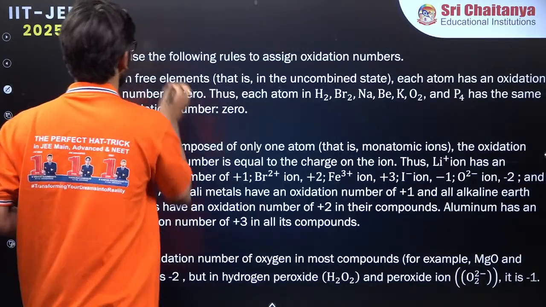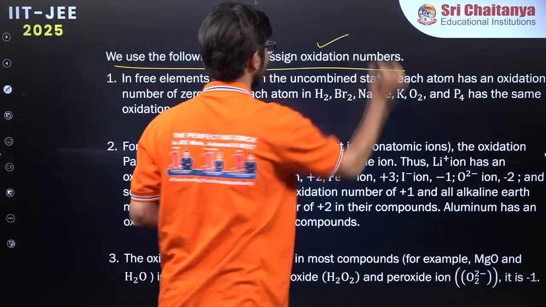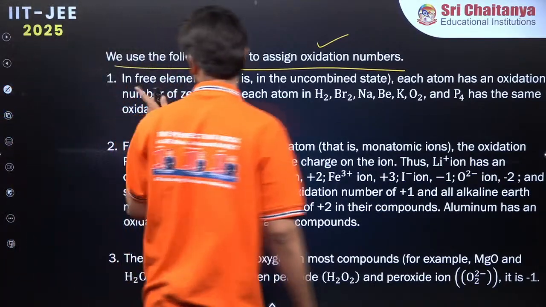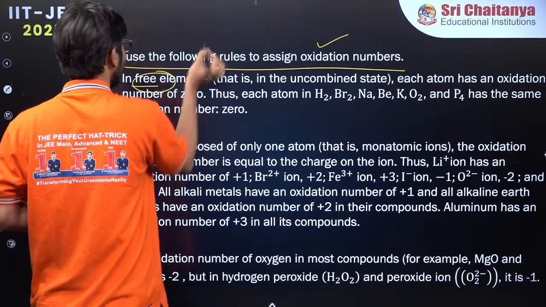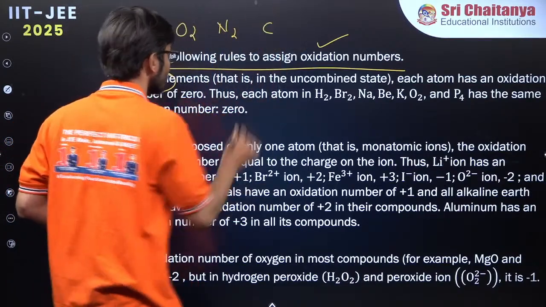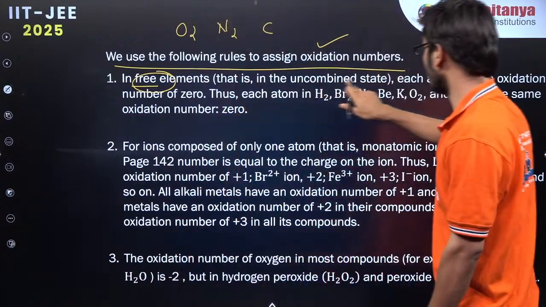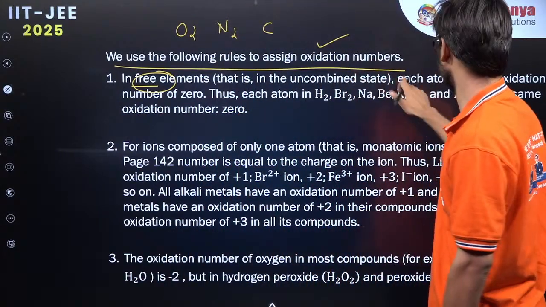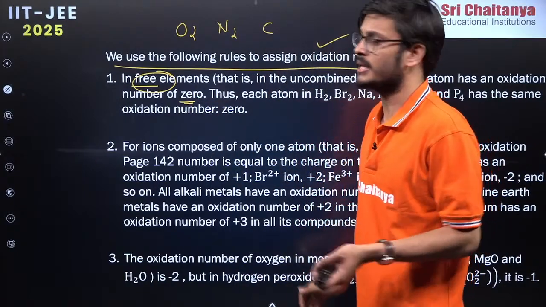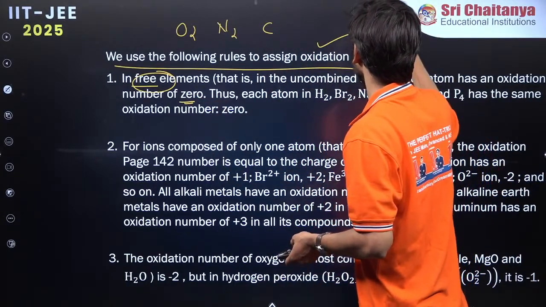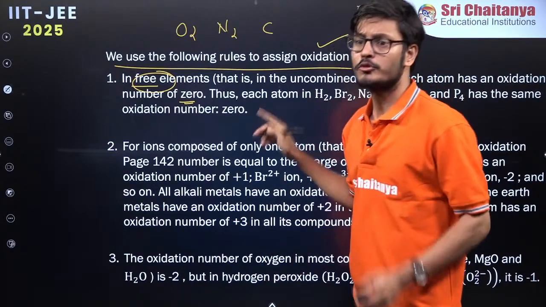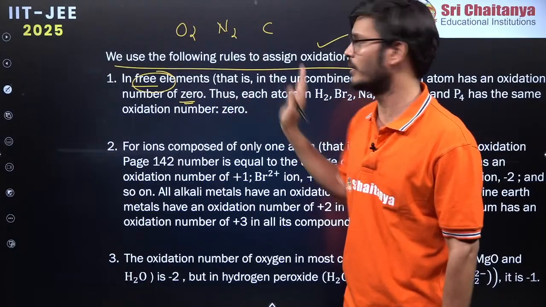Oxidation number rules. We use the following rules to assign oxidation numbers. What is the first one? In free elements, like oxygen, nitrogen, carbon, that is the uncombined state, each atom has an oxidation number of 0. For example, carbon exists in the form of graphite, so the charge is 0. If an atom is in the free state, the oxidation number will be 0.